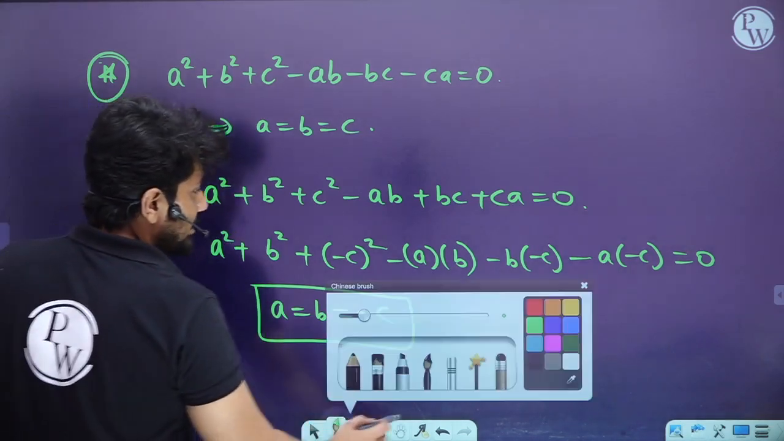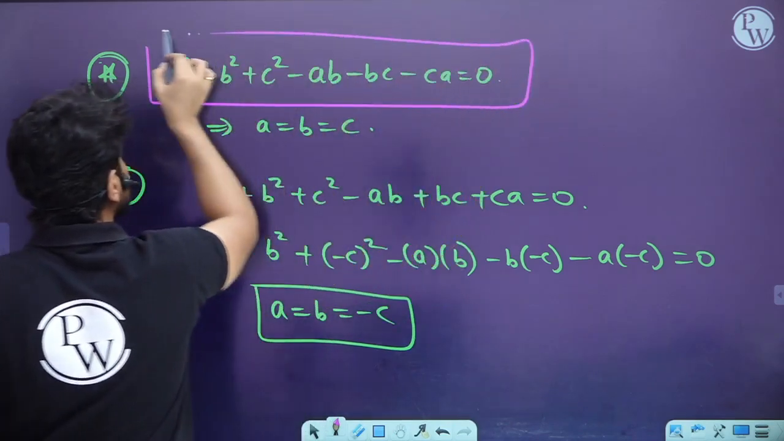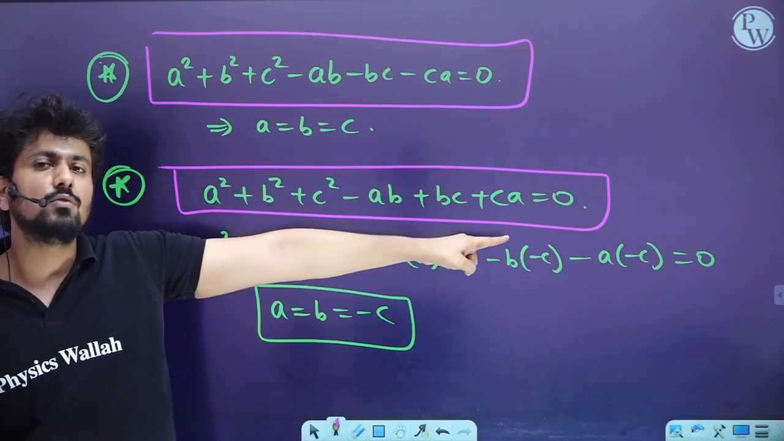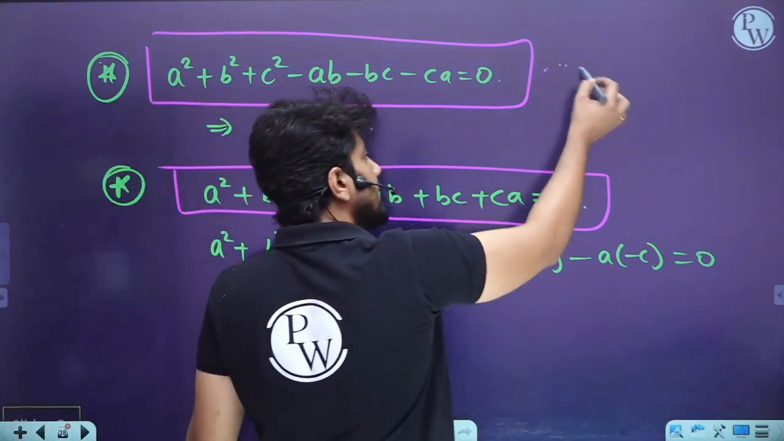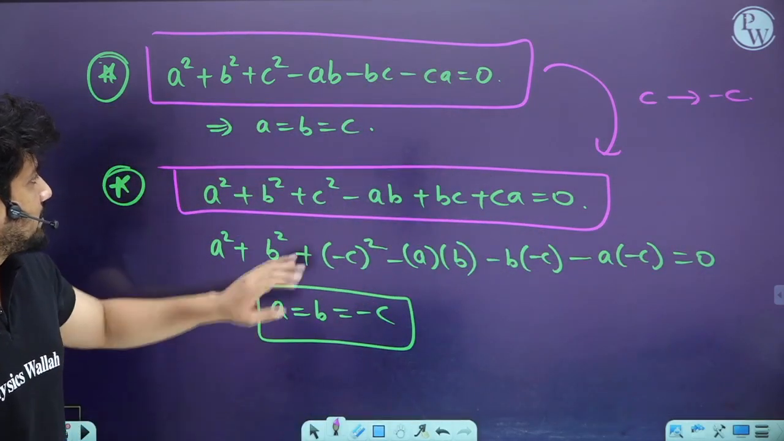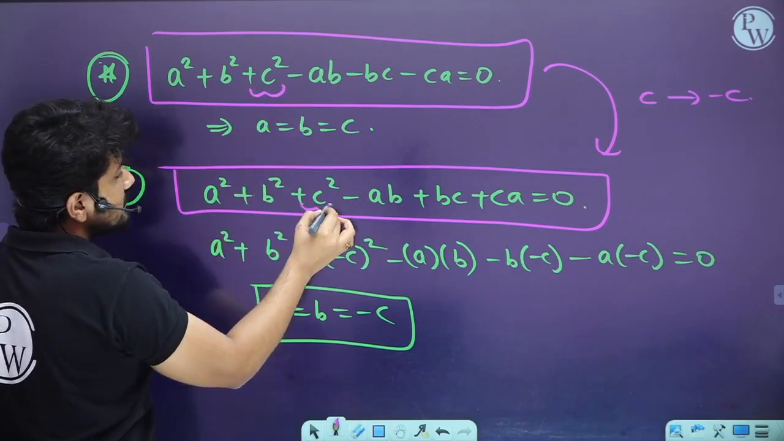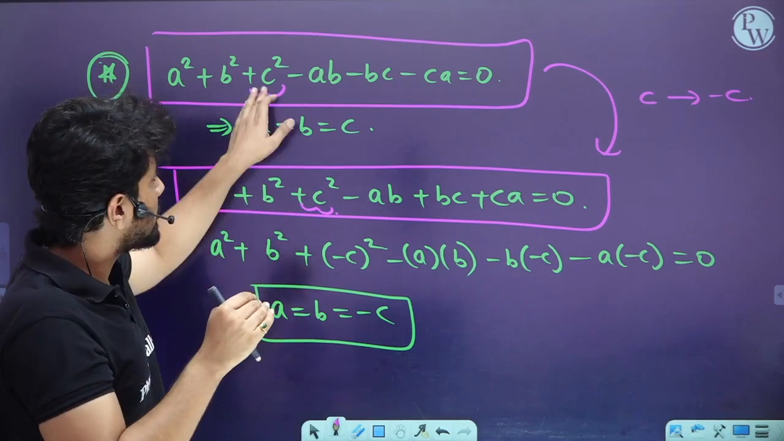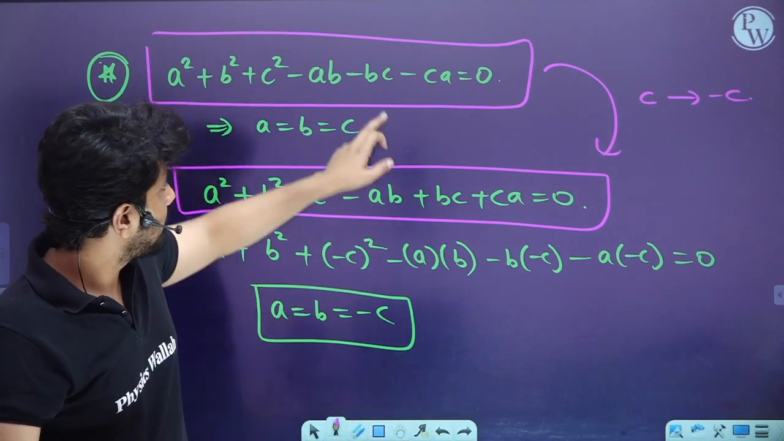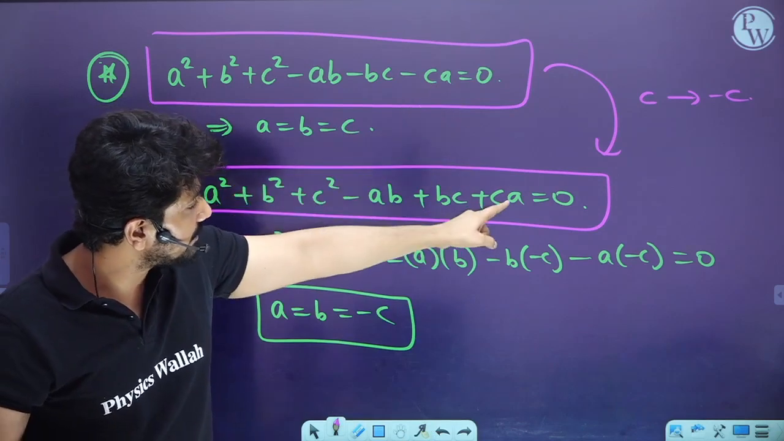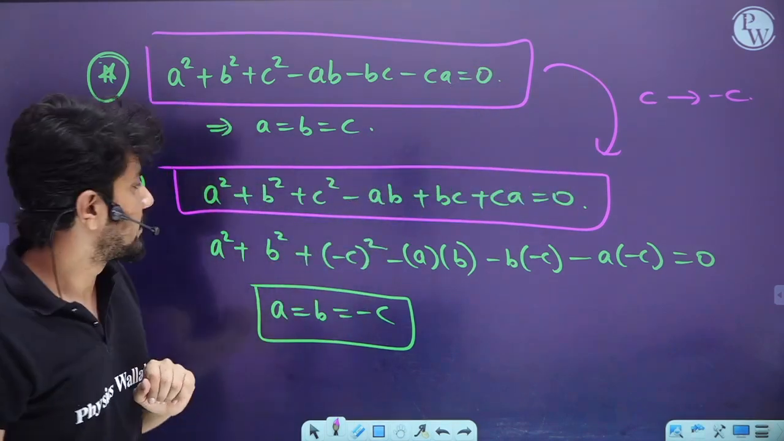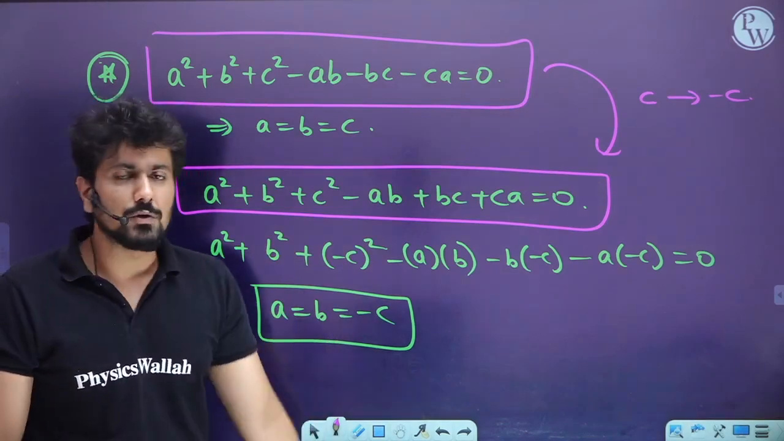See, in this equation, what's the difference? You have simply written c with minus c. That's the only difference, right? If you simply replace c with minus c, you are going to get this equation only. In this portion there will be no change. Plus c square will be same only, because the square of c or square of minus c, both of them are same. But here we have minus bc, that will become plus bc. Here we have minus ca, that will become plus ca. Minus ab will be minus ab only. I have replaced c with minus c. So here we get the relation that a is equal to b is equal to minus c.